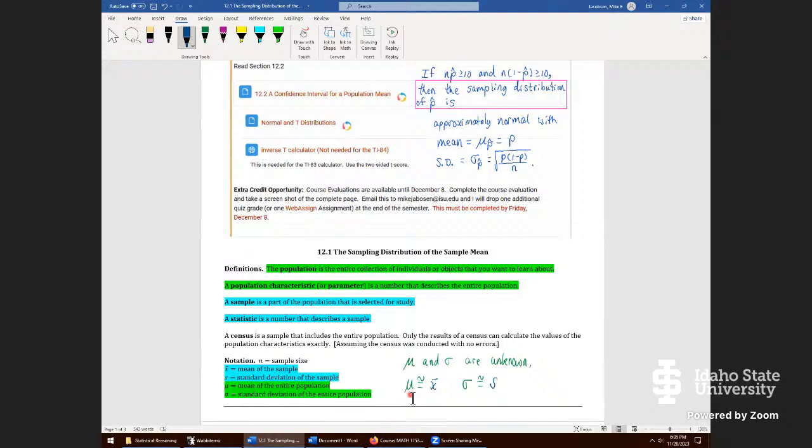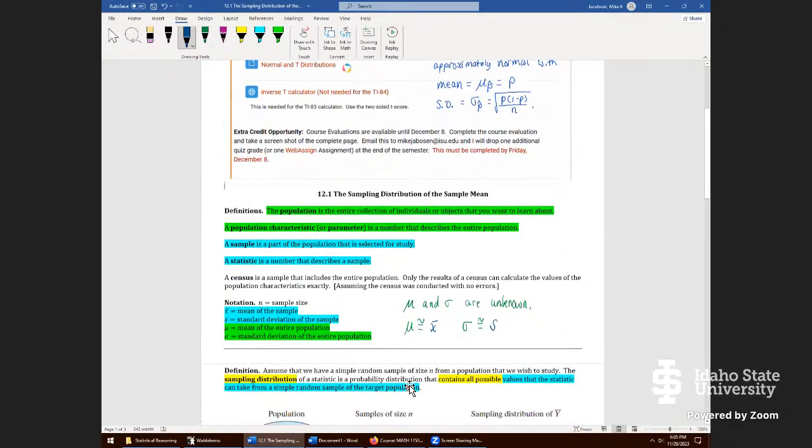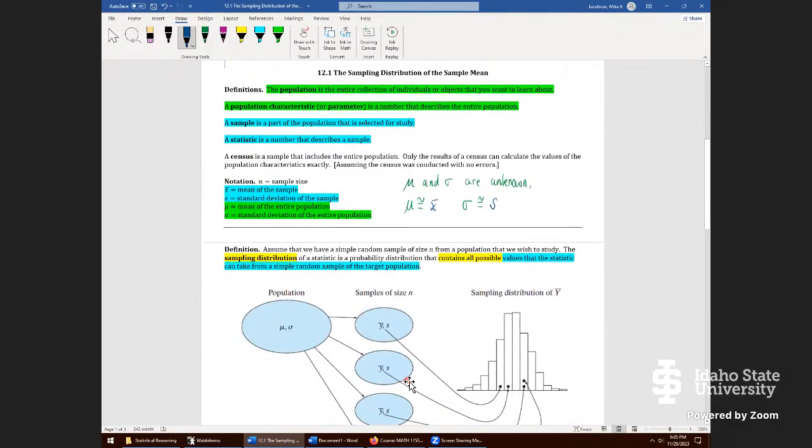So that's all just tying together information. Any questions so far, folks?